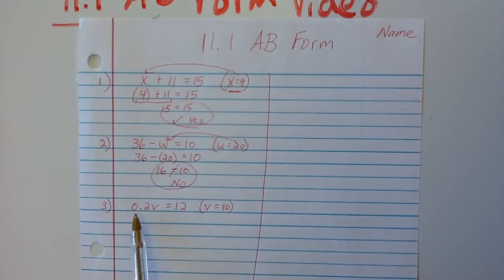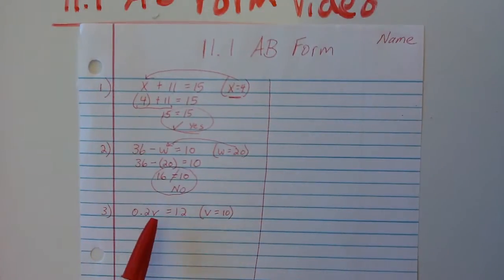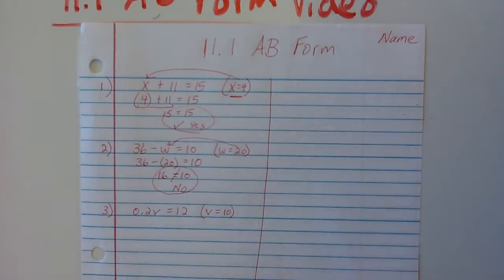Now remember here, if you have 0.2 times v, or 0.2v, that means multiplication. If you have a number written right next to a variable, that means multiplication. In algebra, you don't need the x for multiplication, you don't need a dot for multiplication. If you just write a number next to the variable, that is multiplication. We would call 0.2 or 2/10 the coefficient, because it's the number being multiplied by the variable, and of course v is the variable.